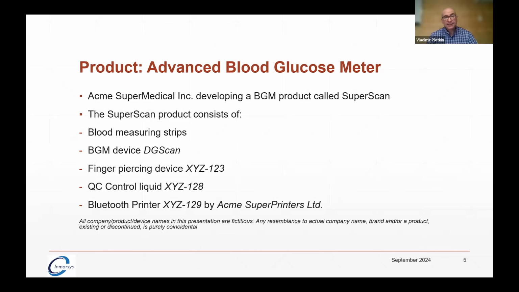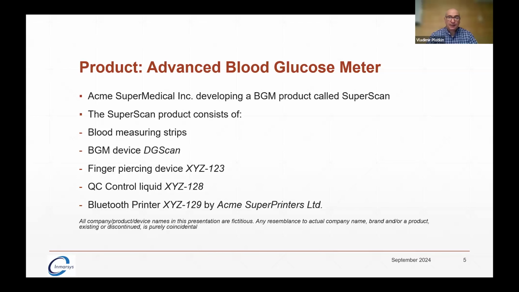For the purpose of this demo, I created a project called Advanced Blood Glucose Meter. It's a totally imaginary device. It doesn't exist. It's made by a totally fictional company called Acme Super Medical. If this company actually exists, it's pure coincidence. All the names I used in this project are pure fiction, and any mapping to real things is coincidental. So it's a totally fictional device.